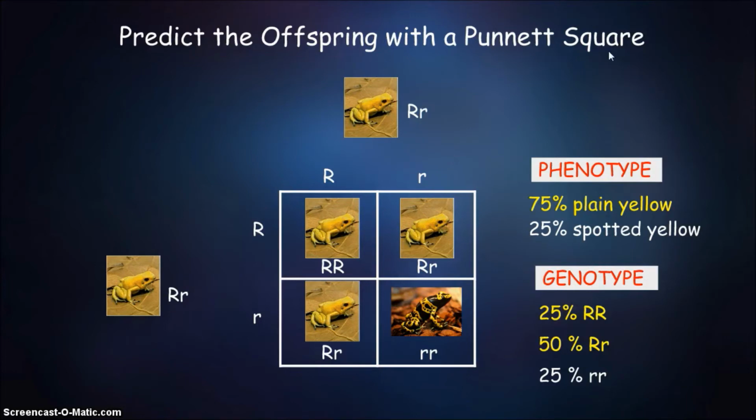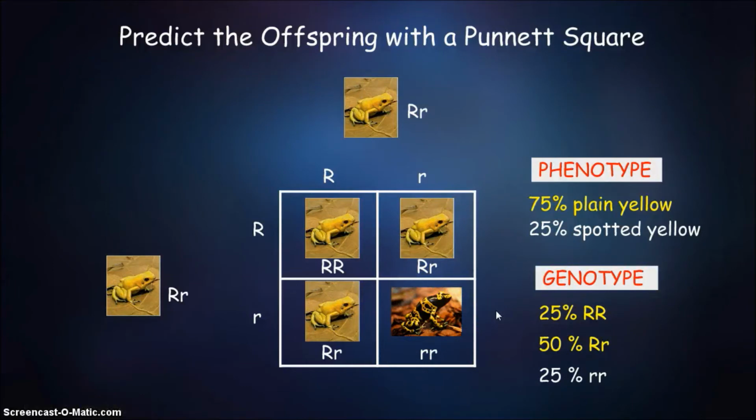This is pretty cool because two frogs that were plain yellow can produce an offspring that's spotted. This is one of those cases in which the parents that don't have the trait can produce an offspring that does have the trait. As far as the genotypes are concerned, 1 out of 4 is big R, and you can see that one right here in the upper left corner. 50%, or 2 out of the 4 possibilities, are big R. There's one right here in the upper right, and one right here in the lower left. Remember, 2 out of 4, 50%. The last possibility is 25%, or 1 out of 4, r, and that's this one in the lower right-hand corner.